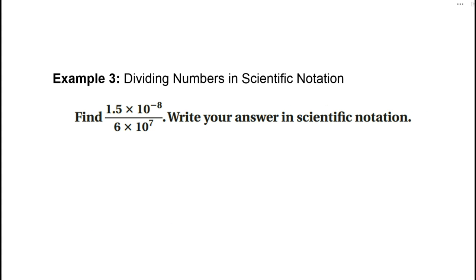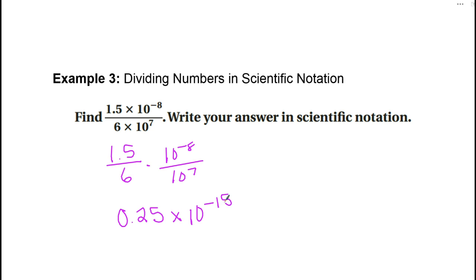All right, example 3, dividing numbers in scientific notation. Very simple. Split this up. So 1.5 divided by 6 times 10 to the negative 8 divided by 10 to the 7th. So 1.5 divided by 6 is 0.25. And this is times, when we have powers we subtract, so negative 8 minus 7 is negative 15. So this is 10 to the negative 15th.